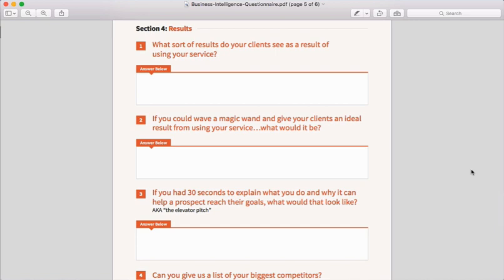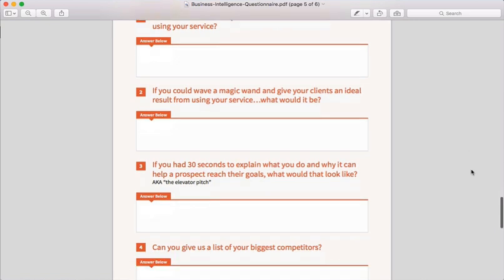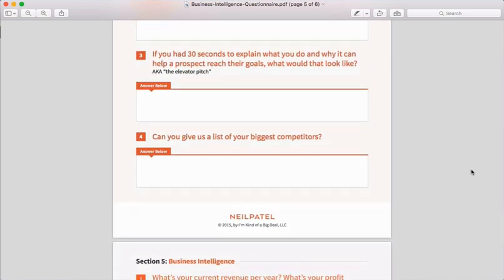Again, this doesn't have to be a practical, material, physical result. It could just be an emotional one. So you can list as many as you want here. Now, if you had 30 seconds to explain what you do and why it can help a prospect reach their goals, what would it look like?